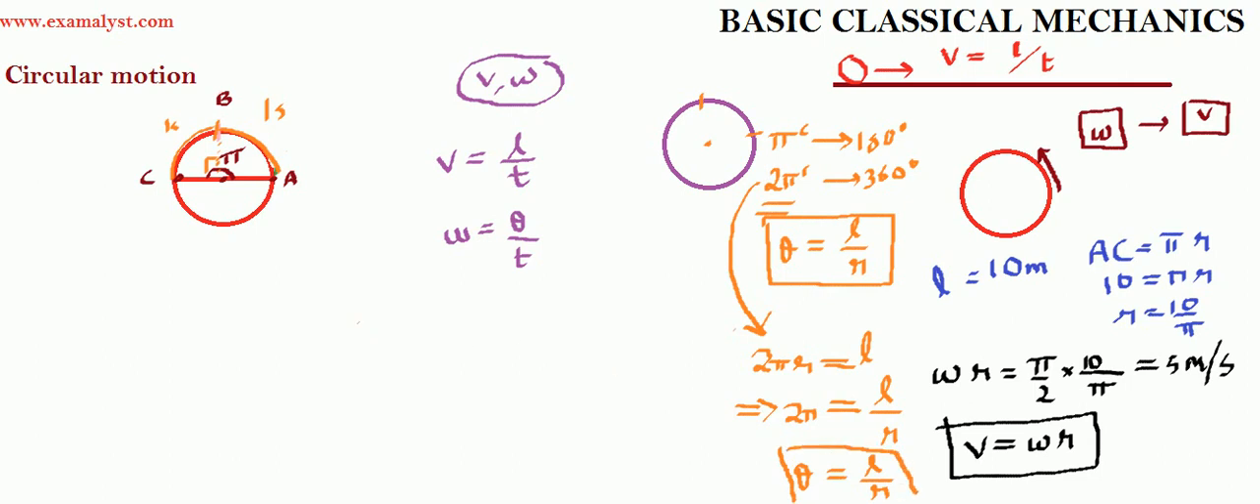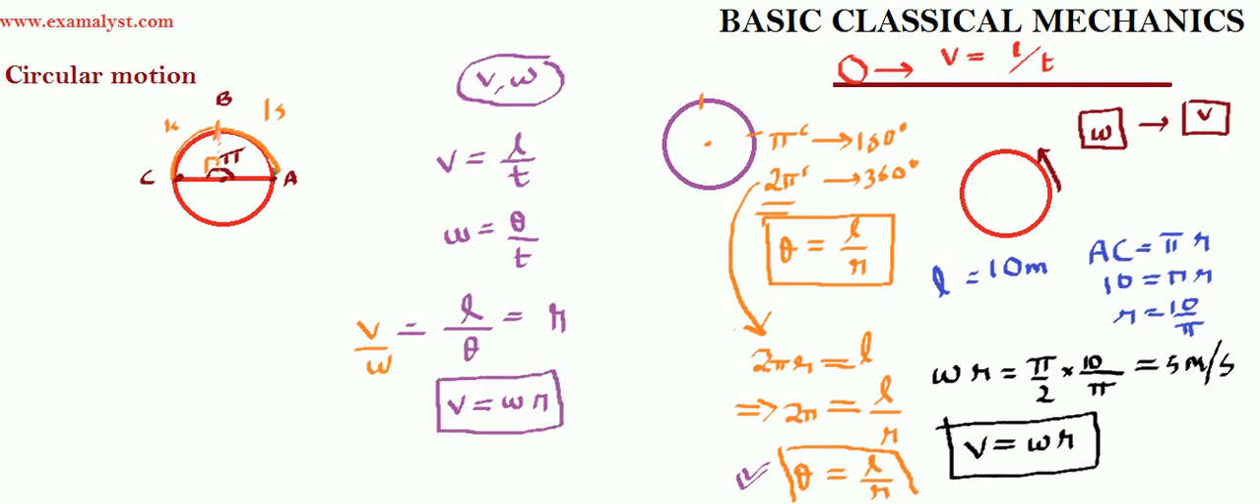If you do V by omega here, then what do you get? The time will get cancelled and you will be left with L by theta. And you know very well what L by theta is from this relation. It is actually R. So V equals omega R. This completes a concrete derivation that relates the linear velocity with the angular velocity.